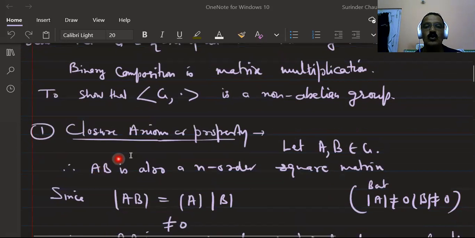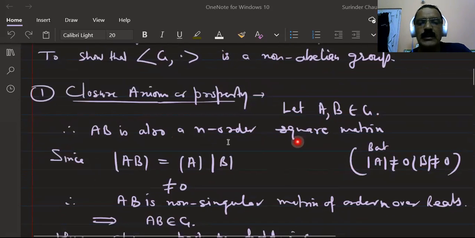First property, closure axiom or closure property. Let A and B belong to G. Means there are two matrices belonging to G. Both the matrices are of the nth order, both are non-singular, and the elements of these matrices are real. So AB is also nth order. If you multiply two square matrices, their order remains the same. The resultant matrix is also an nth order matrix, number one. Number two, if the elements of A and B are real, the elements of AB are also real.